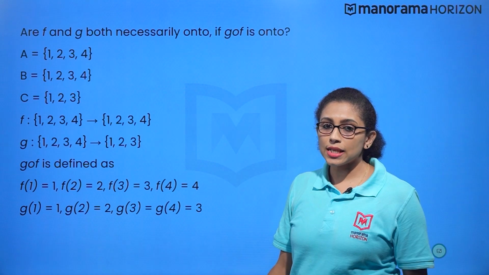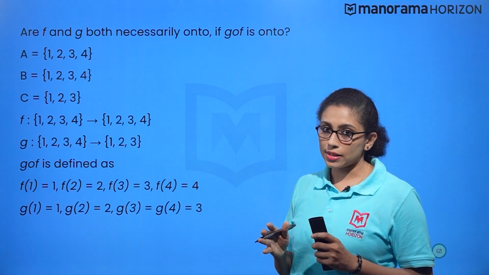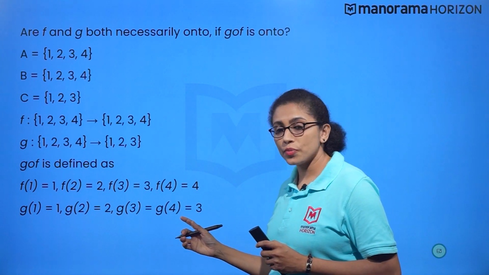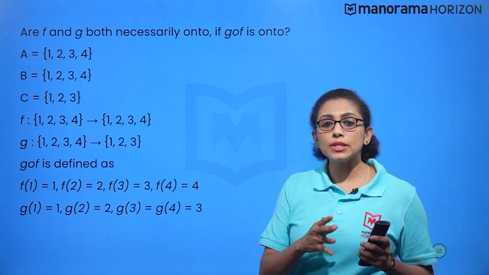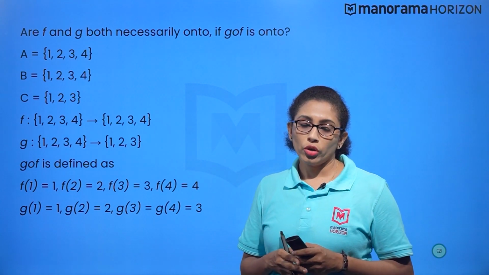So, we can understand the set C contains only 3 elements. So, g of 3 is equal to g of 4 maps to the same element 3. Here, g of f is onto, but f is not onto.